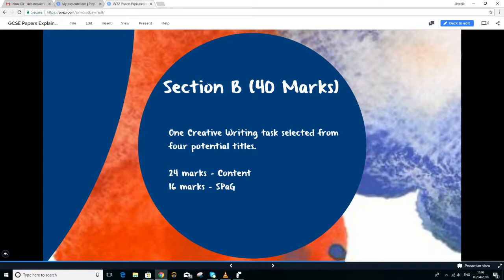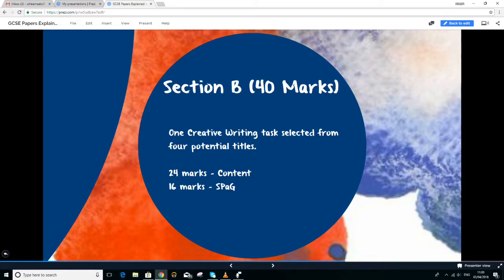Now, you will be given 4 different titles, okay, and they're usually things like write a story that began with whatever, okay, but you need to select one of these titles, not 2, not 3, 1, okay, because this piece of writing is for you to create one piece of creative writing. You will be given marks, 24 of which based on your content and organisation, so what you're writing about, okay, and 16 marks of that will be based on your spelling, punctuation and grammar.